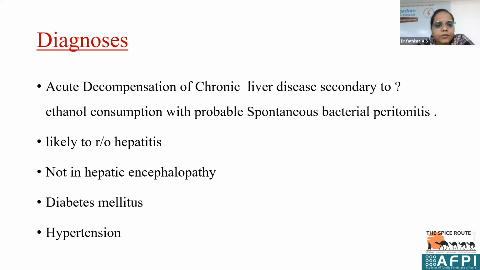So most probably the diagnosis is acute decompensation of chronic liver disease secondary to ethanol consumption with spontaneous bacterial peritonitis, likely to rule out hepatitis, not in hepatic encephalopathy, and diabetes and hypertension.